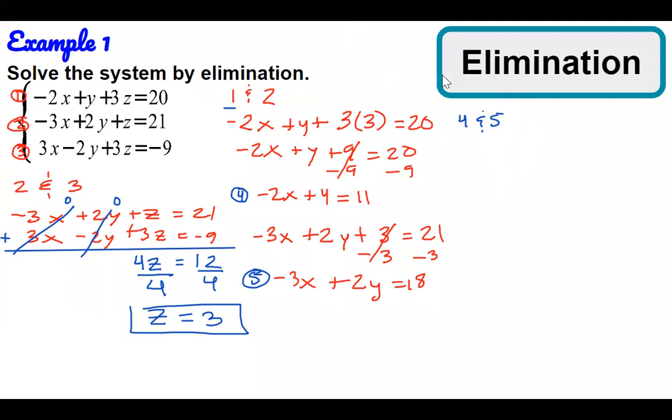So equation number 4 is negative 2x plus y equals 11. Equation number 5 is negative 3x plus 2y equals 18. This one, they eliminated as well. 1 and 2. No. This is the same equation I just substituted. So this is equation number 1, and this was substituted equation number 2 over here.